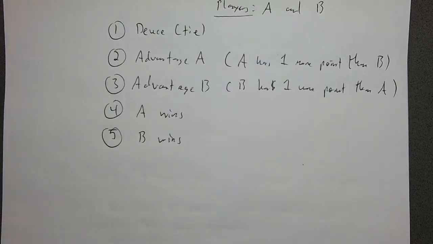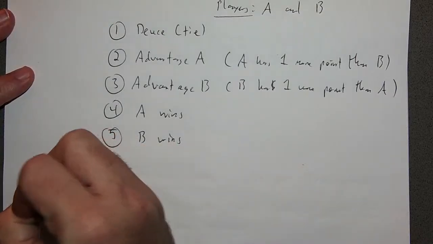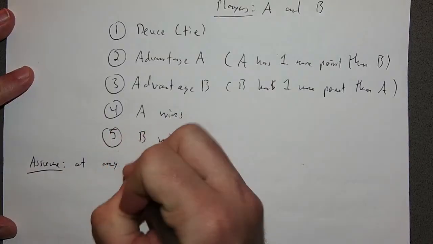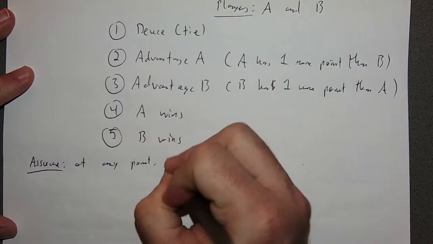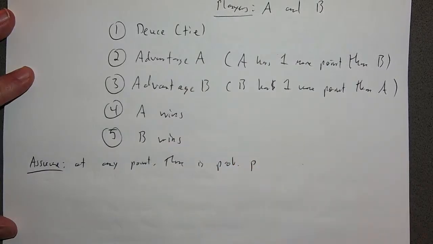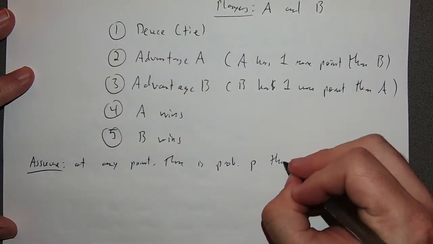But instead of us thinking in terms of words how this goes, let's actually draw the Markov chain to help us here. So what we'll do is we will assume that at any given point there's a probability of little p that A will score.